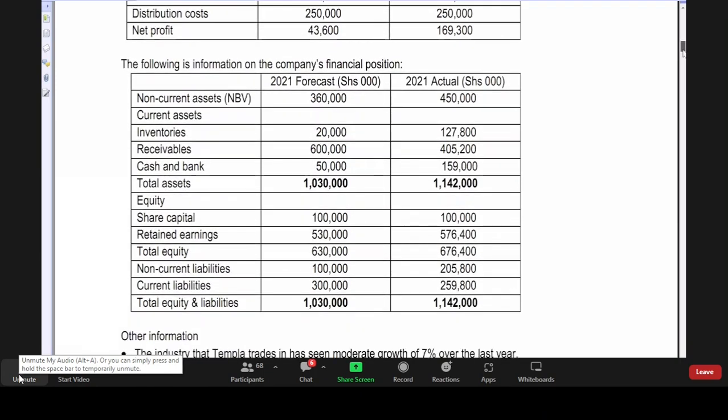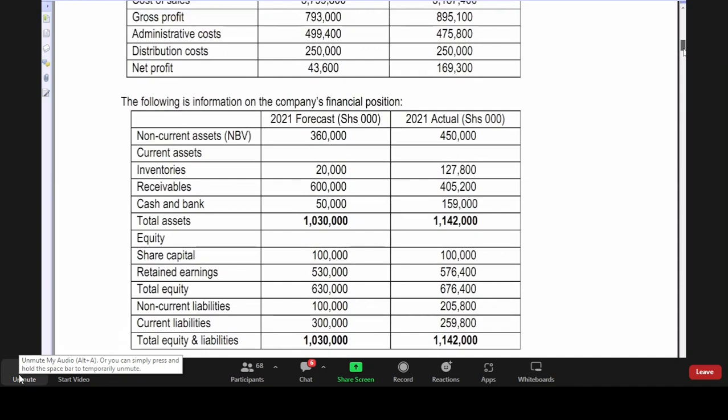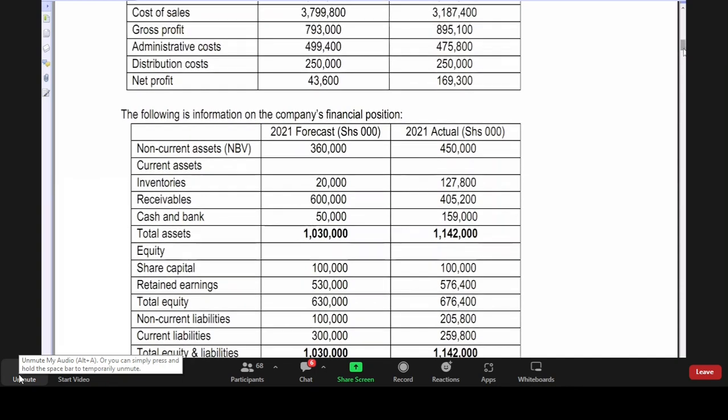Would you come again on that analysis, sir? The one of which one? Hello? Hello? Hello? Yes, sir. Which analysis, Moses? The one on inventories.